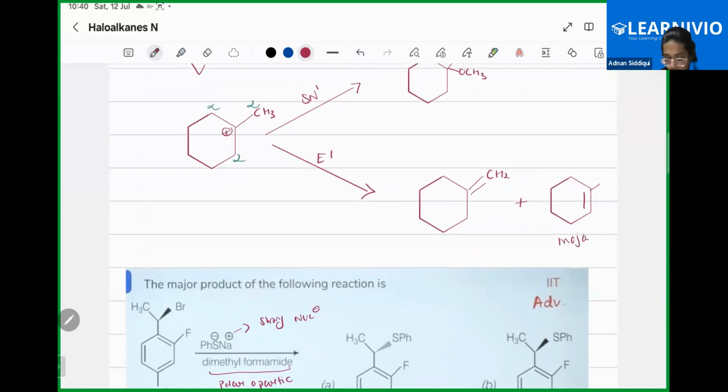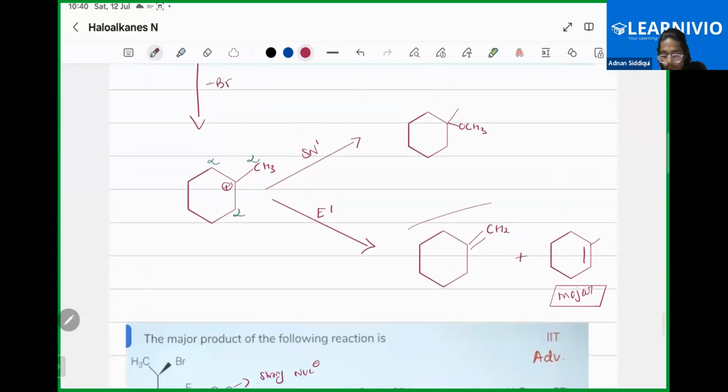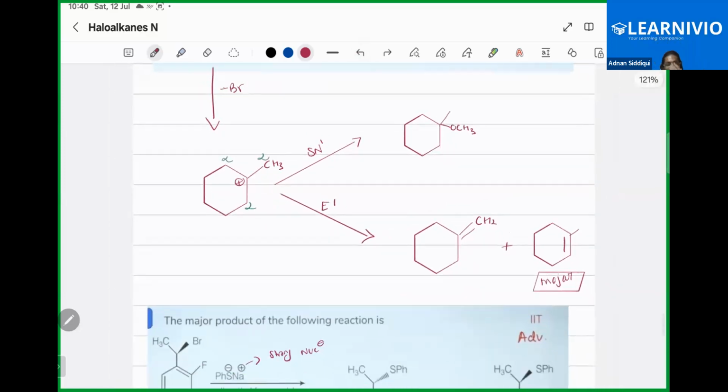Can you explain me the reason? We have to talk in terms of Saytzeff rule. We have two possible alkene products. This one is major. Why? Because there is more substituted alkene.